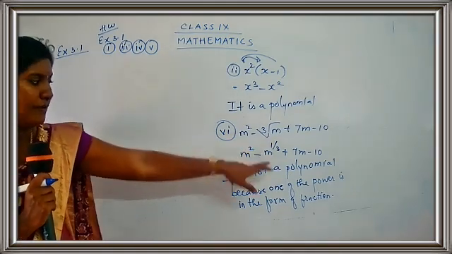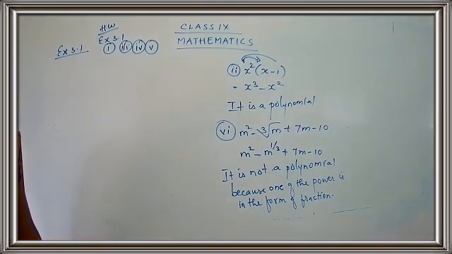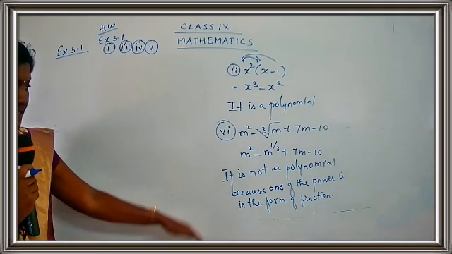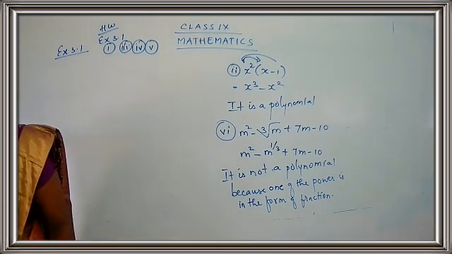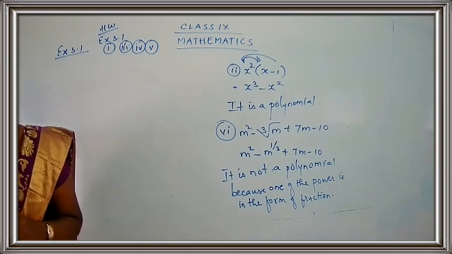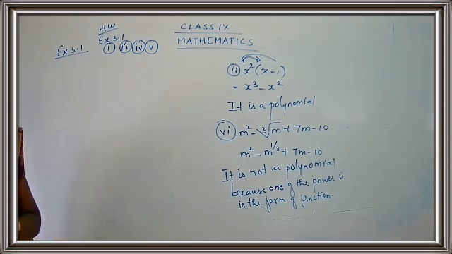So cube root of m will be written as m raised to 1 by 3 and you will get the answer as not a polynomial. The reason is one of the powers is in the form of a fraction. Okay, done. So we have completed our first question from exercise 3.1 and I have told you to complete the second, third and fourth questions as homework. I hope you would have done this. Now let us come to the fifth question. Write down the fifth question, children. Add the following polynomials and find the degree of the resultant polynomial. Write down the fifth question.